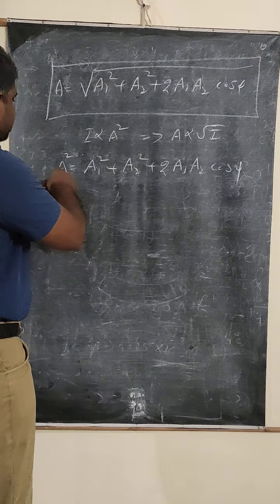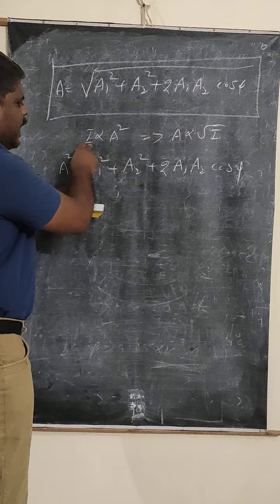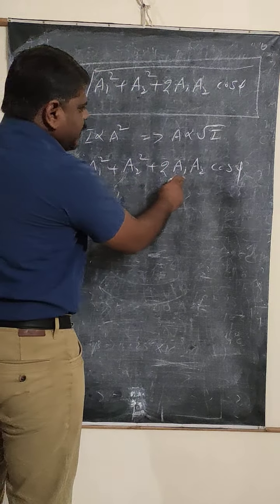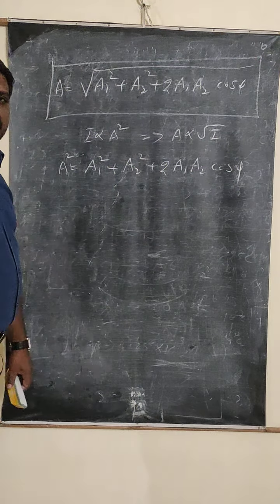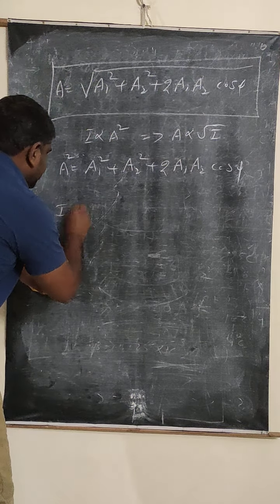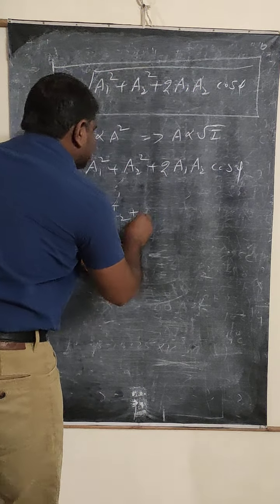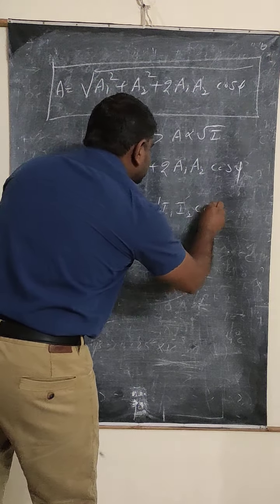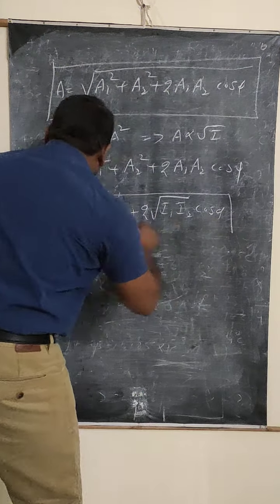Now the formula becomes: in the place of A square, you write I; in the place of A1 square, I1; in the place of A2 square, I2; in the place of A1, root I1; in the place of A2, root I2. So what happens to the resultant intensity formula? Resultant intensity I equals I1 plus I2 plus 2 root I1 I2 cos phi. Okay, this is the resultant intensity formula.